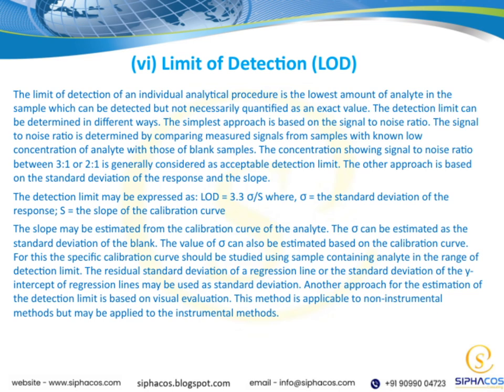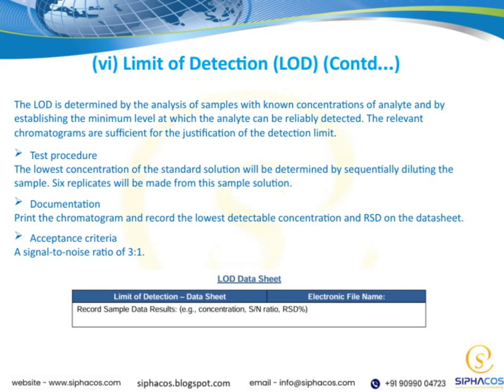Now, let's talk about how we determine the limit of detection, or LOD. Essentially, the LOD is established by analyzing samples with known concentrations of the analyte. We look for the minimum level at which we can reliably detect the analyte, which means the signal stands out clearly from the background noise. The chromatograms we generate during this process are key. They provide visual proof and justification for the detection limit we set.